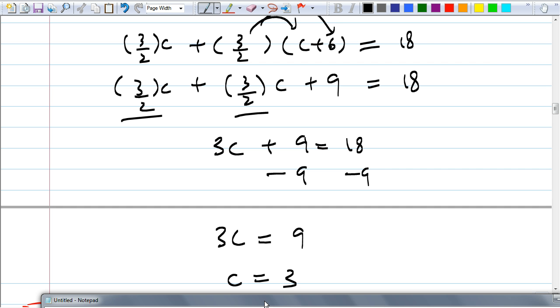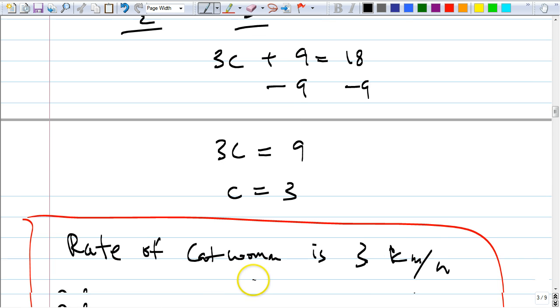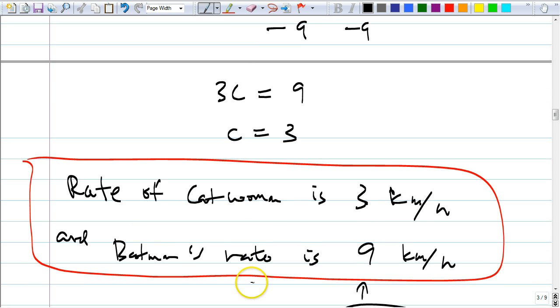Okay. So then, Chris, what do I need to write? They want the rate for what? Both of them. What does c equals 3 represent? The rate for Catwoman, correct? So how do I get the rate for Batman, Chris? How did you know to do that? Yeah, they told us. This is 6 more. So here you go. The rate for Catwoman was 3 kilometers an hour.